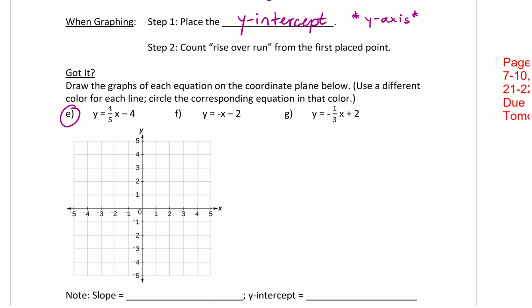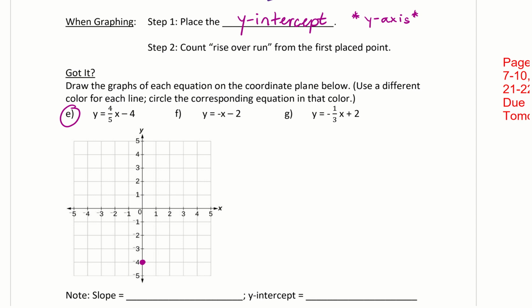On E, you've got y equals 4/5 x minus 4. So first thing you're going to do, place the y-intercept. Your y-intercept here is negative 4. I'm going to place a point there. Okay, when I graph in slope-intercept form, I want at least 3 points on the graph, if possible. I say that, in this problem it's not even going to be possible, but bear with me there. Then you're going to do your rise over run from that point.